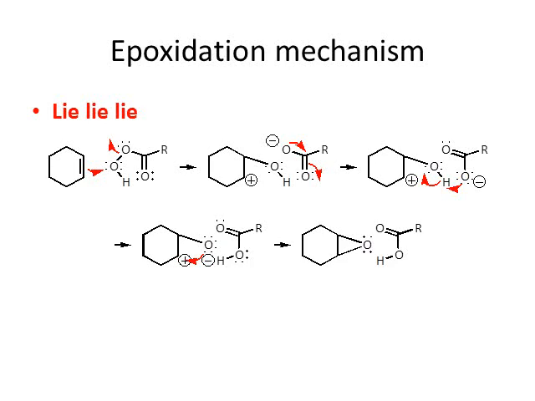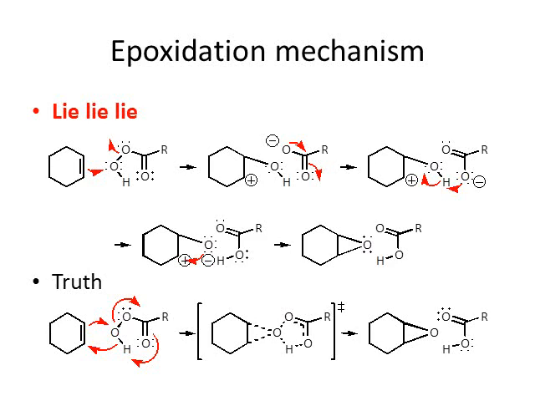Now mechanistically this actually doesn't happen in a stepwise fashion as I've shown. Instead it happens in a concerted process. All these bonds happen simultaneously, and the oxygen makes connections to either end of the pi bond, making a three-membered ring.